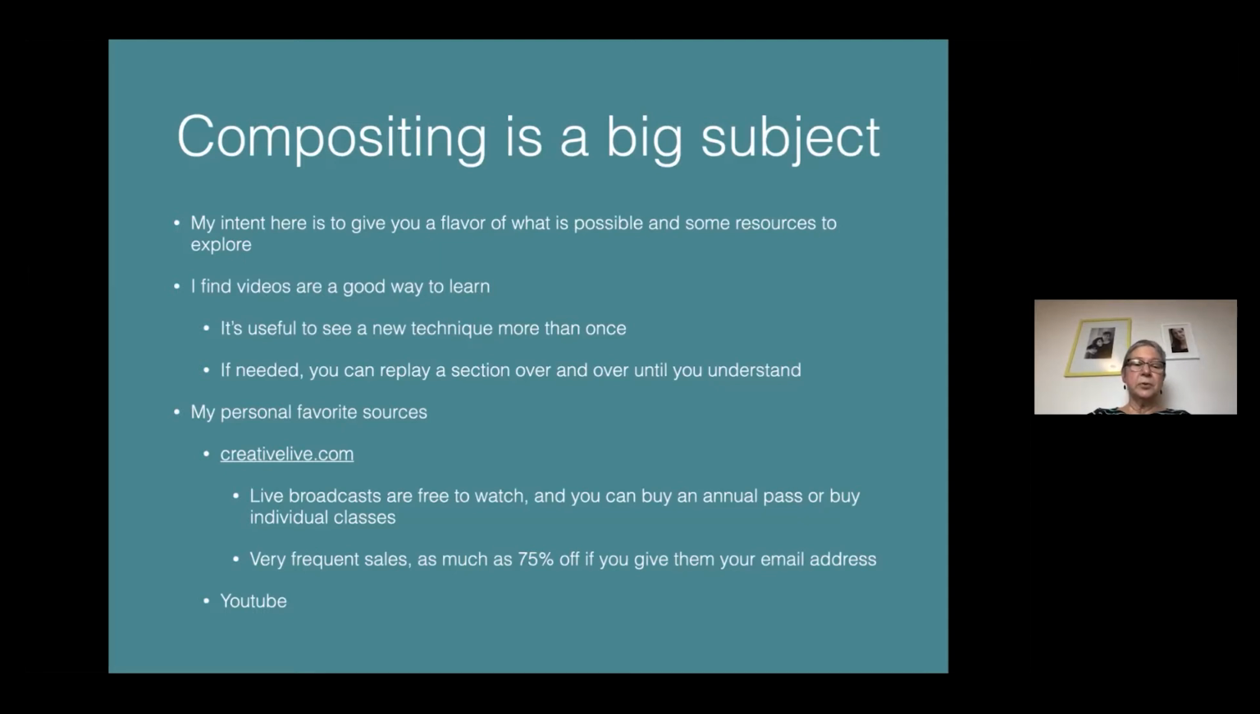My two favorite sources for videos are creativelive.com. They have live broadcasts of their classes, which are free to watch. But if you want to watch them on your own time and be able to replay things, you can either buy an annual pass or you can buy individual classes. They very, very frequently have sales as much as 75% off. So if you give them your email address, you can find out about those. Also, YouTube has a ton of useful videos, and I talk about that a little bit more.